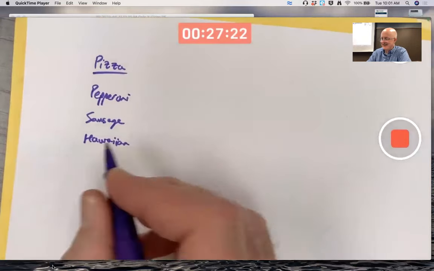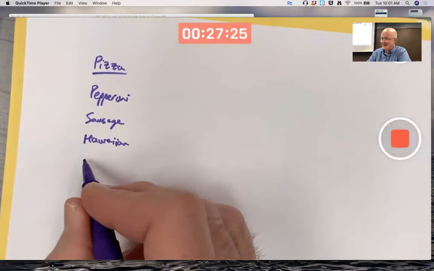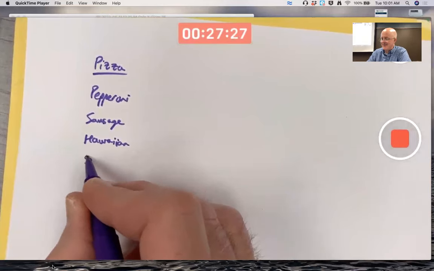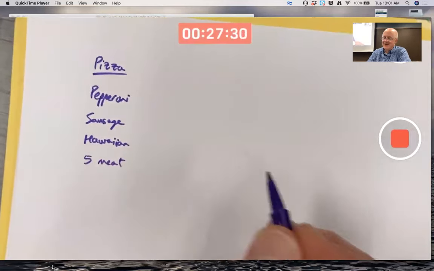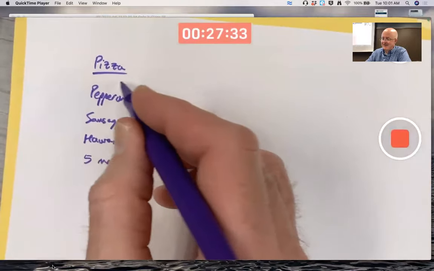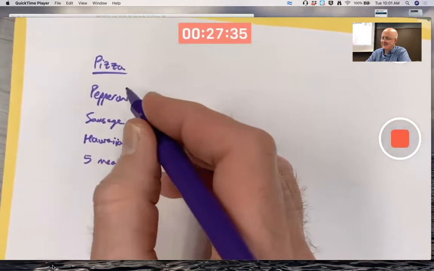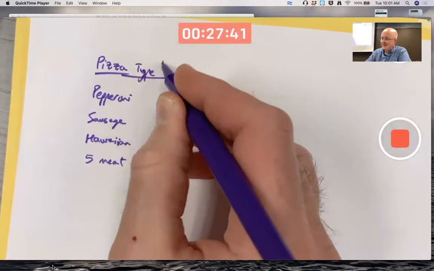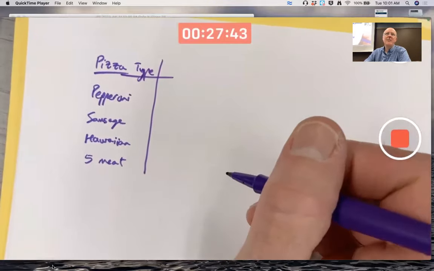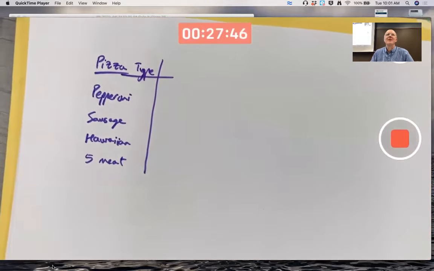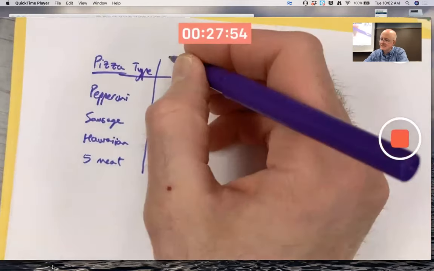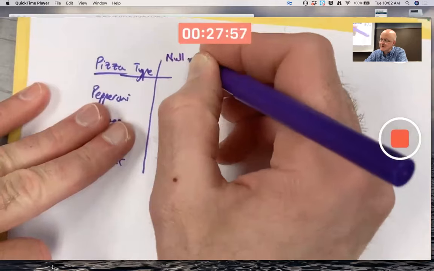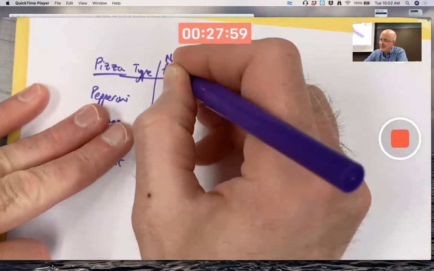And one more, the works. 5 meat or whatever. Veggie, whatever. Okay. So you got 4 kinds of pizzas there. Pizza type. And we could have null hypothesis values for what you think the favorite picks are. Null values for favorites.